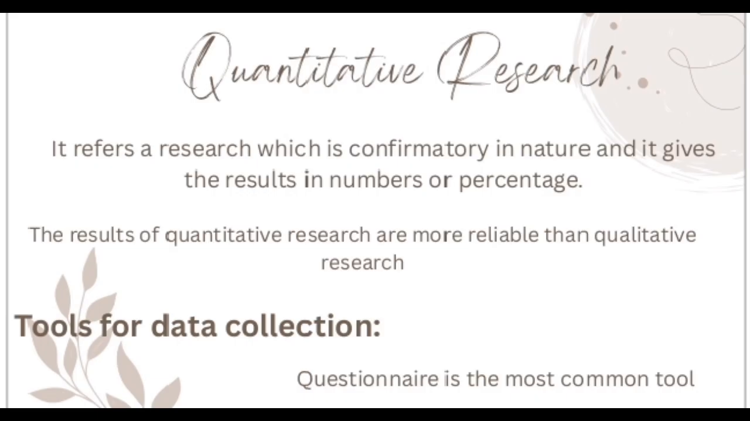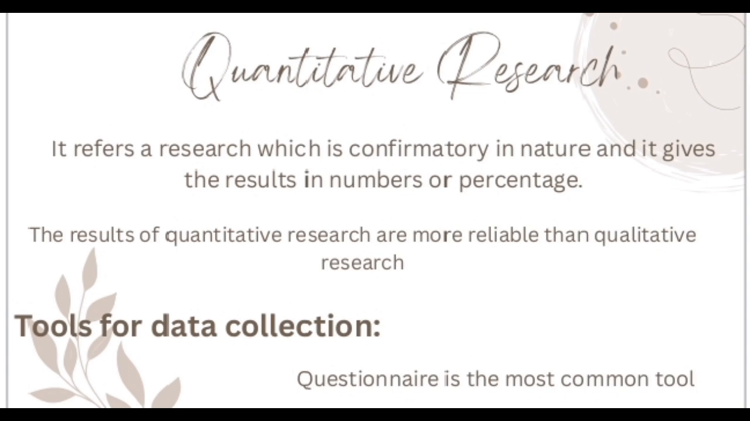Basically, there are two approaches in research. Firstly, we have quantitative, then we have qualitative. So firstly we have quantitative research. Basically we use quantitative research mostly in natural sciences. Why? Because quantitative research is confirmatory in nature. We do experiments in natural science, like in chemistry, biology, and so on. Okay, so let's see the definition of quantitative research.